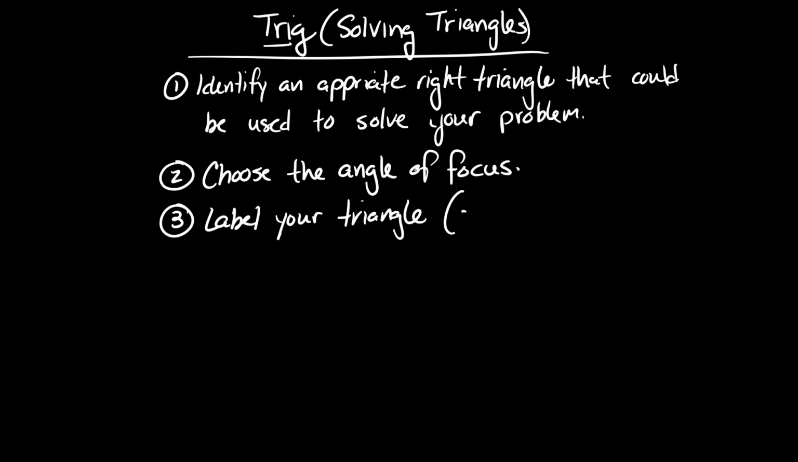Label the triangle. This is opposite, adjacent, hypotenuse. And the reason why I know you all know those words, why I don't have to teach it to you, is because of SOHCAHTOA. If you heard SOHCAHTOA, you know opposite, adjacent, hypotenuse. So let's apply those to one of the problems.